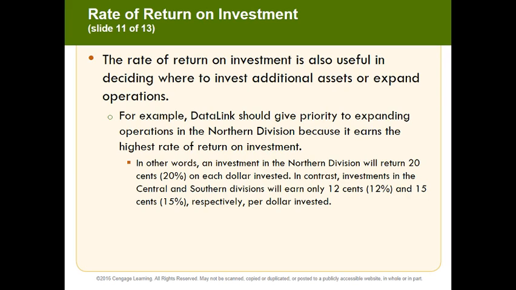The rate of return on investment is also a deciding factor on where to invest additional assets to expand operations. So, still using DataLink, we want to know if they should give priority to expanding operations in the Northern Division because it earns the highest rate of return on investment. So, if an investment in the Northern Division will return 20 cents on each dollar invested, in contrast, investments in the Central and Southern Divisions will earn only 12 and 15 respectively.